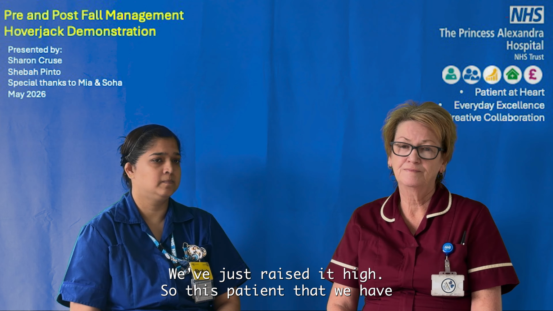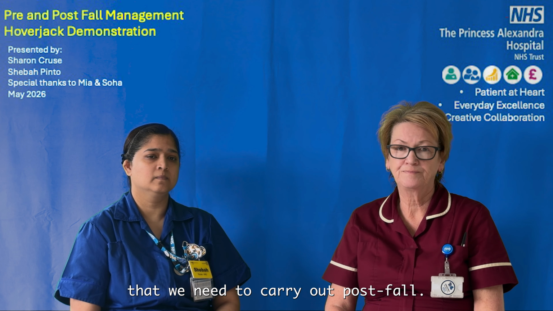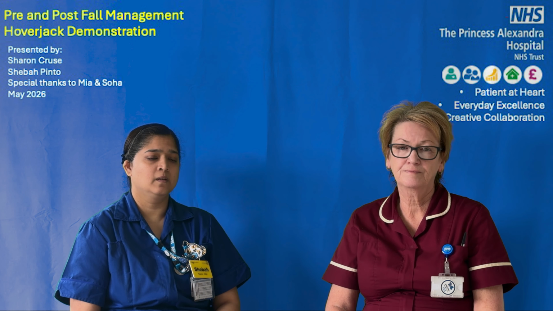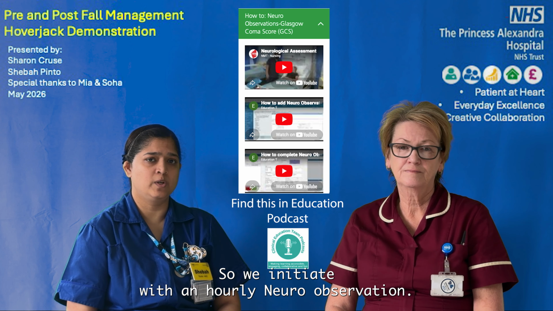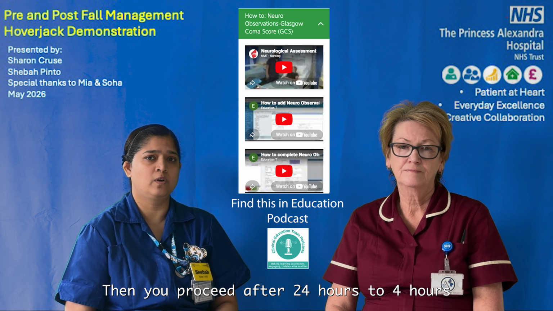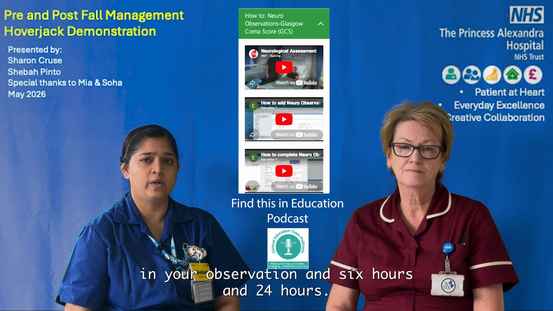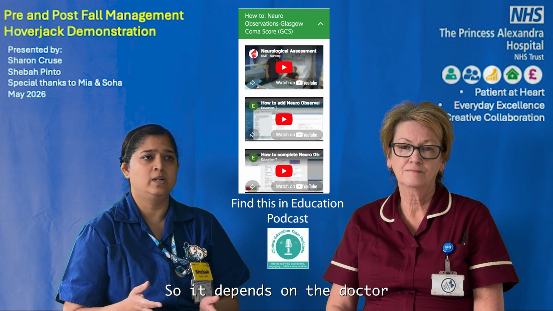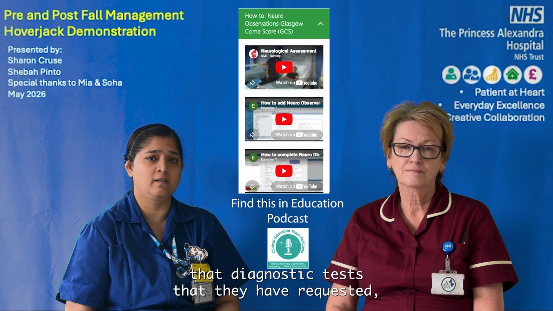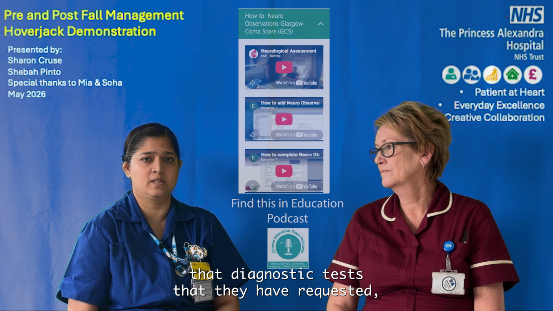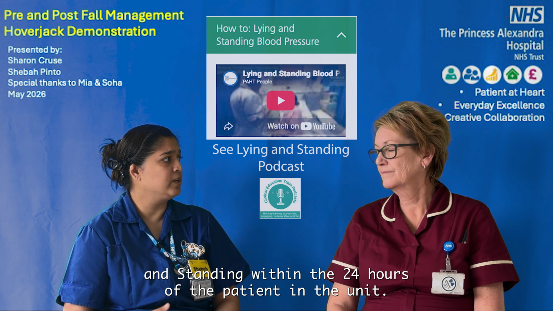So this patient that we have who's just recently had a fall, are there any particular observations that we need to carry out post-fall? So we do neuro observations. We initiate with an hourly neuro observation, then after 24 hours we proceed to 4-hourly neuro observation, and 6-hourly and 24-hourly. That's how we proceed on. It depends on the doctor what kind of neuro observations they want on the basis of the diagnostic tests that they have requested. Apart from just neuro-obs, we do lying and standing within the 24 hours of the patient in the unit.